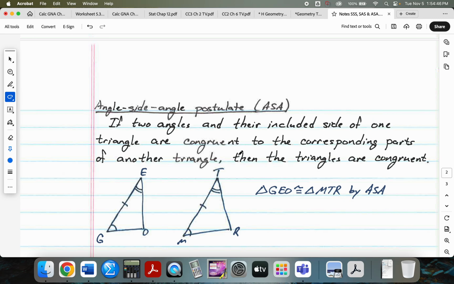So if you've got two angles and their included side, see how this side runs in between those two angles? And this side runs in between those two angles? If they're congruent to the corresponding parts of another triangle, then the triangles are congruent. So here I've got triangle GEO congruent to triangle MTR by angle, side, angle. So just those three for today: side, side, side, side, angle, side, and angle, side, angle. Again, we'll learn the other two later.